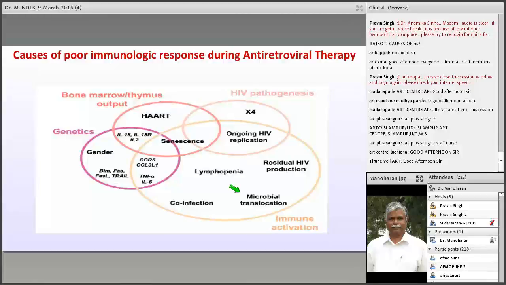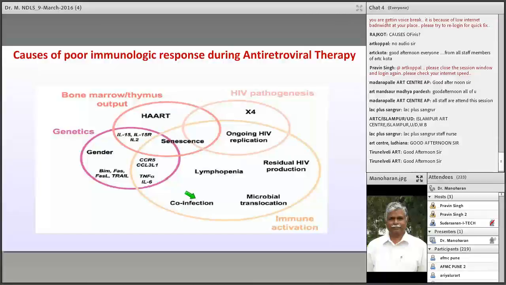And the next important point is what's called co-infection. Hepatitis C co-infection and also cytomegalovirus infection and also Mycobacterium avium complex. These co-infections also cause immune activation, which is responsible for immunological non-response. And another important point is what is called microbial translocation.